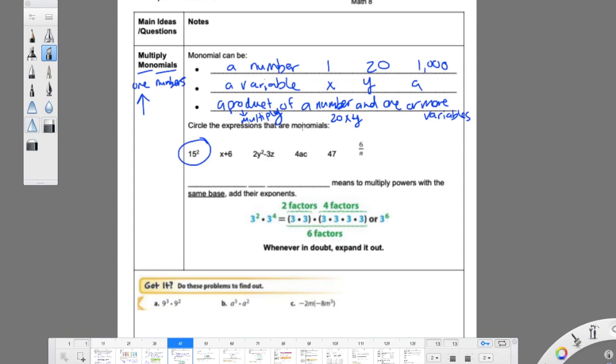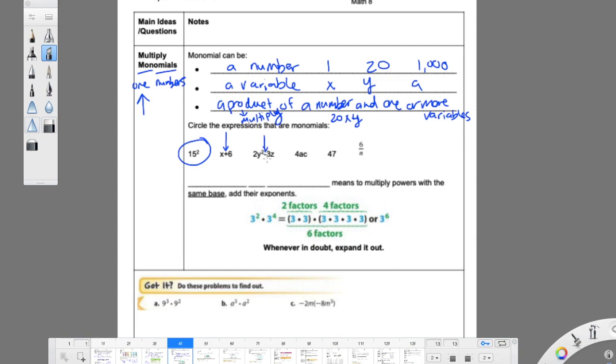x plus 6. This is not a monomial because I have a plus sign here. Now I have one number, that's x, and I have another number, which is 6. So I have 2 monomials here that are being added together, and this is what we call a binomial because it's 2 numbers. Same thing with this third example. I have a minus sign here.